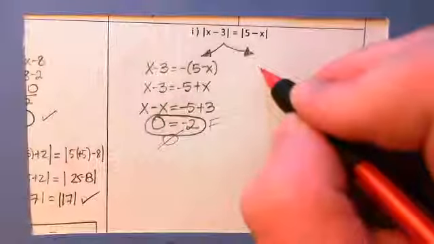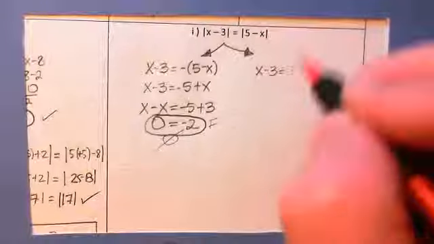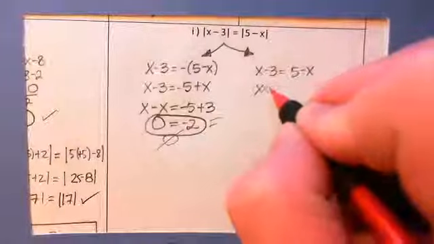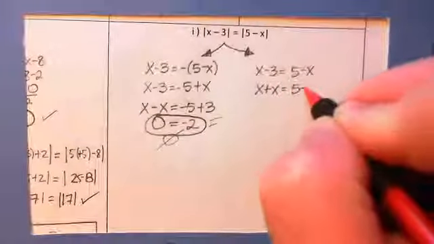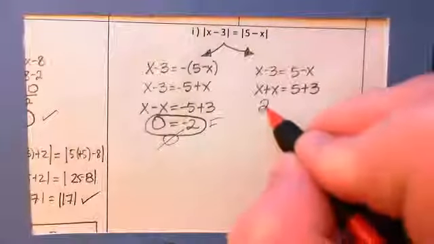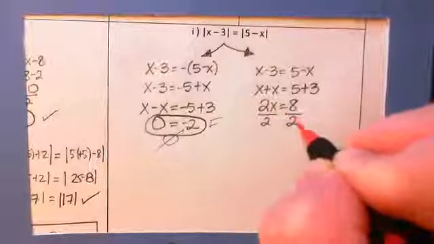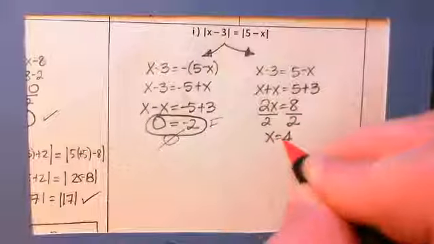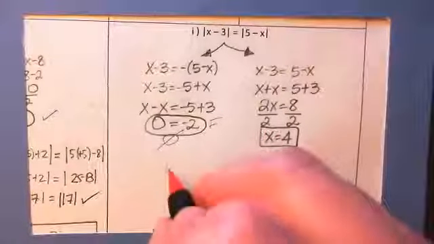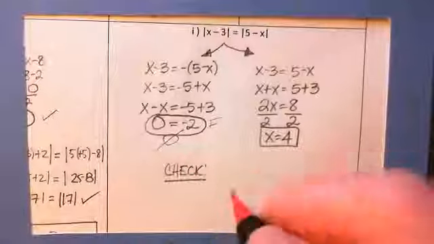So let's try this side. x minus 3 equals the positive of this. So this would be 5 minus x. So this would be x plus x equals 5 plus 3, because you move the 3 and change the sign. So this would be 2x equals 8. And we divide it by 2. x equals 4. So in this case, I only have one answer. We still have to do the check. So let's do the check. And hopefully this will work.